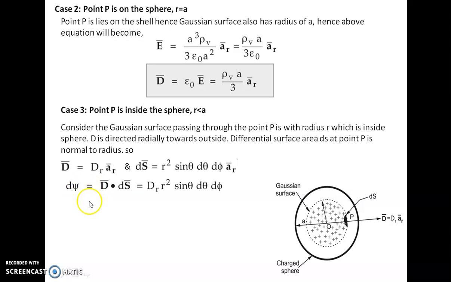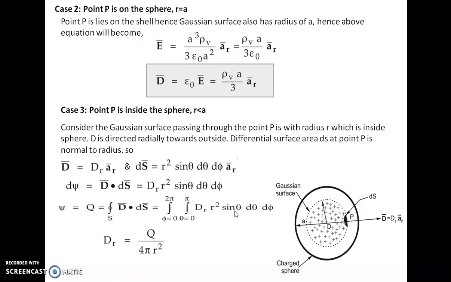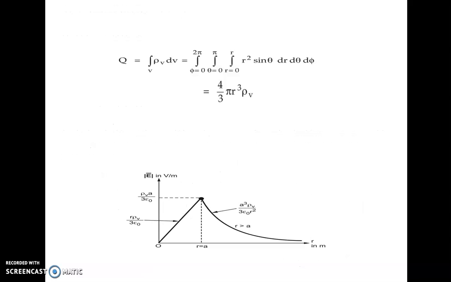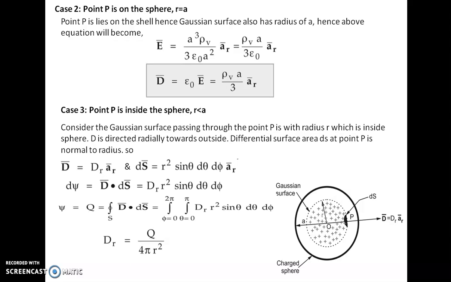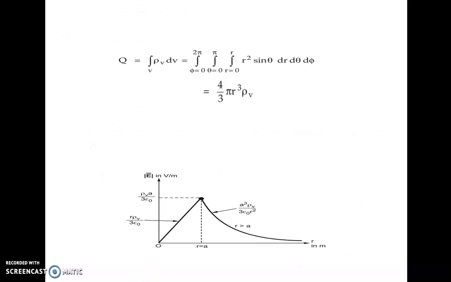Now I have to find what is ψ by integrating this over the limit of 0 to 2 pi for phi and 0 to pi for theta. So I will get Q is equal to 4 pi r square into D_r. Then rearranging this equation, I will write D_r is equal to Q by 4 pi r square. Now I can write D is equal to Q by 4 pi r square into a_r cap, right? So I know what is Q here.